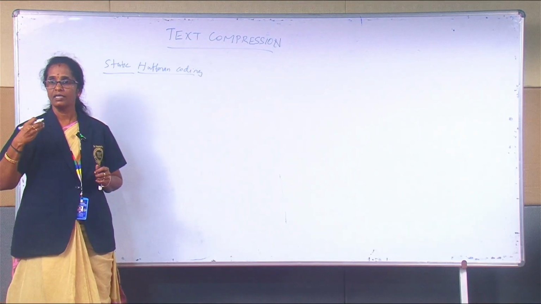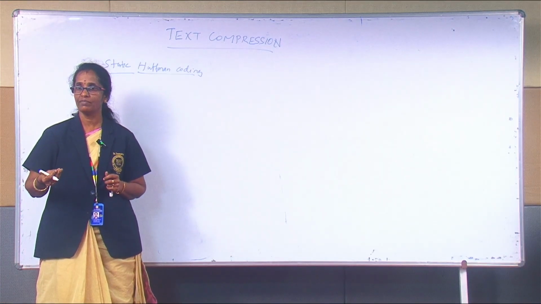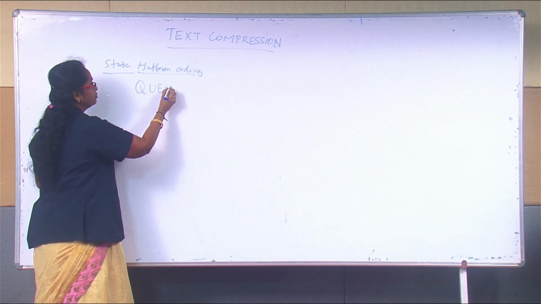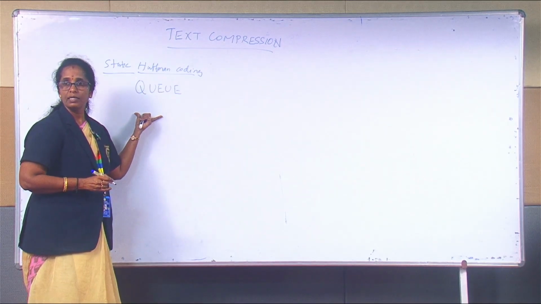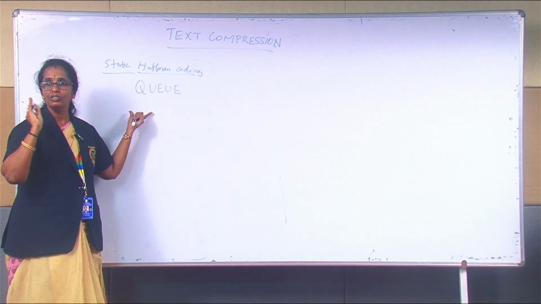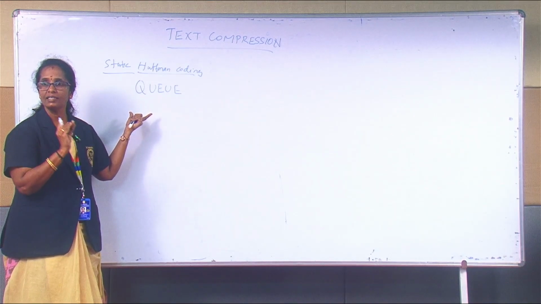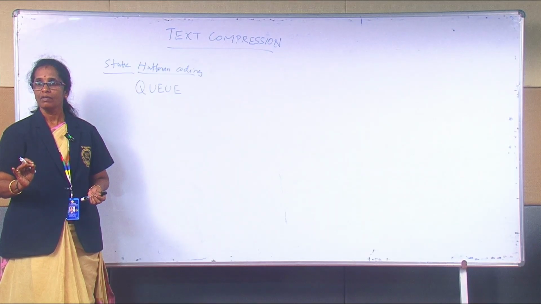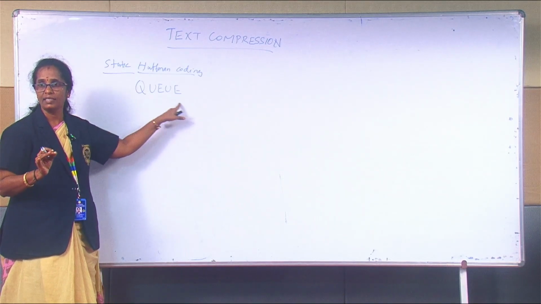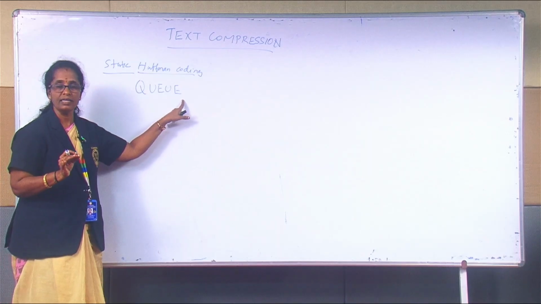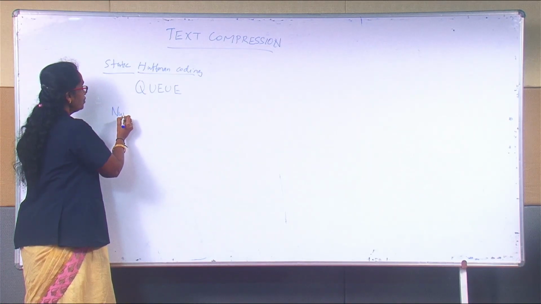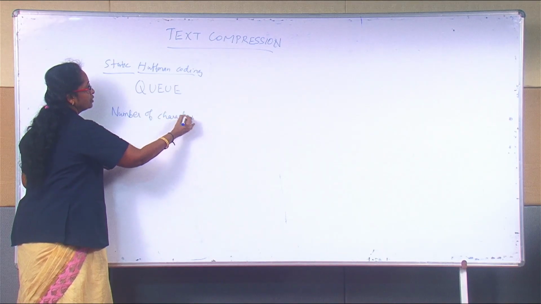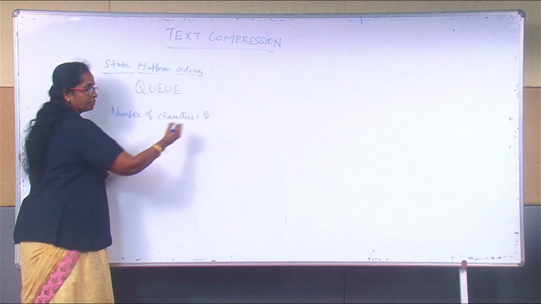This compression algorithm, or coding algorithm, we can explain with an example. Assume the text Q. This text has to be compressed by the source encoder using our static Huffman coding algorithm. At the first step, it analyzes the text and finds the number of characters in the text. How many characters are there? There are totally 5 characters.